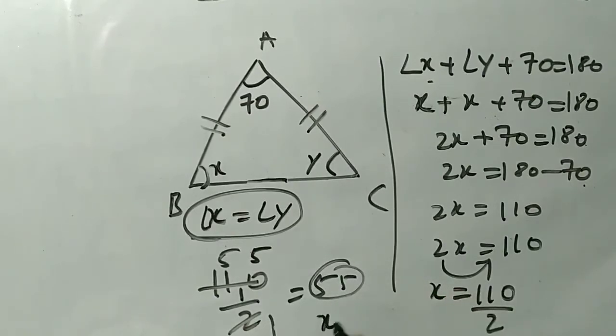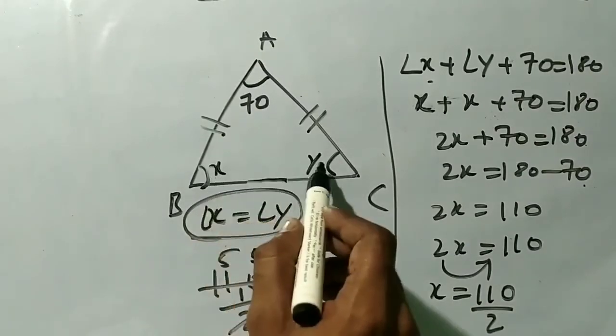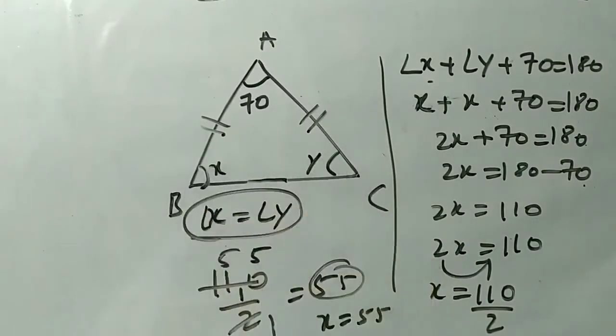That x is equal to 55 means x is 55 and y is also 55. These two angles are the same. The first one is completed.